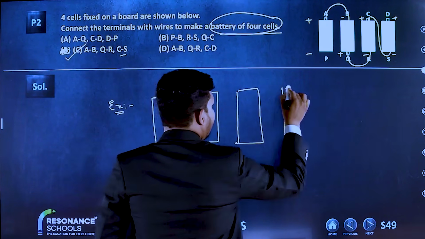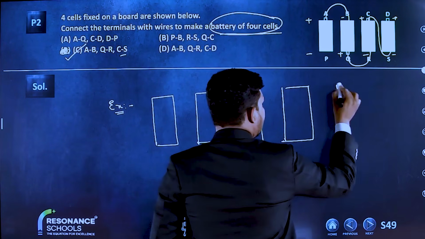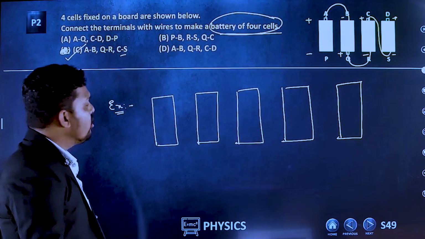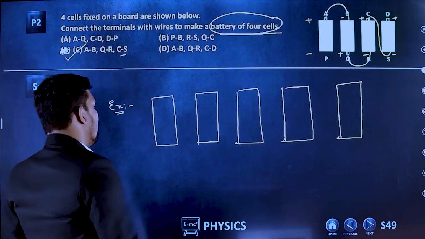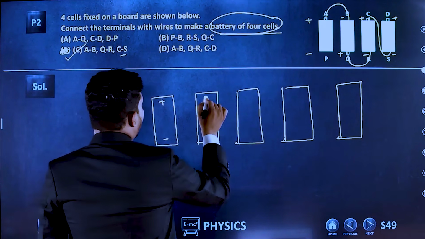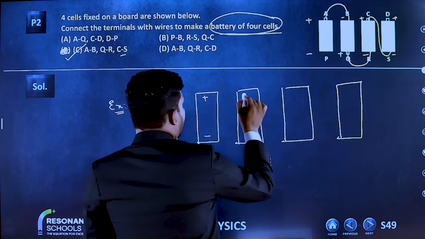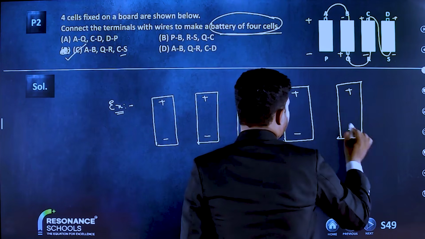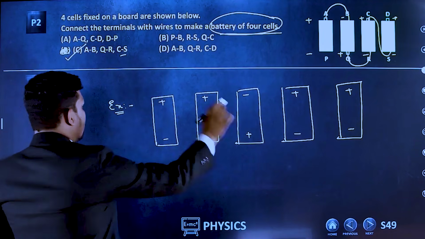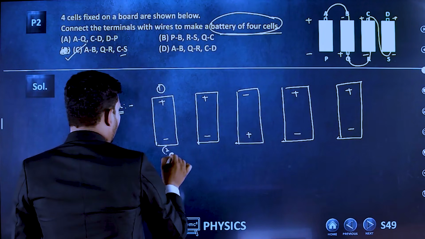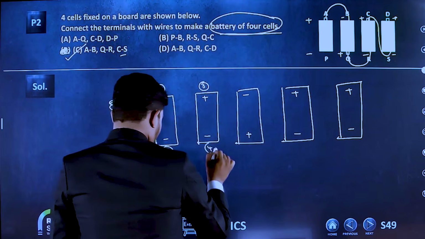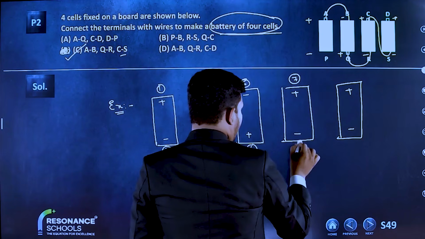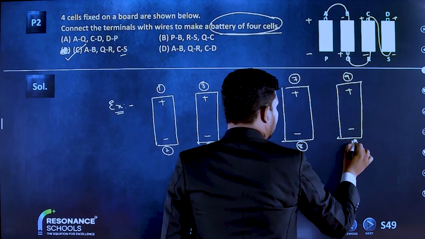Okay? Now, how many cells are you able to see? 1, 2, 3, 4, 5. 5 cells are there. I want to make it into a kind of battery. So now I'm taking, this is positive, this is negative, this is positive, this is negative, and this is negative, this is positive, this is positive, this is negative, and this is positive, this is negative. And now I am naming them: 1, 2, 3, 4, 5, 6, 7, 8, 9, 10.